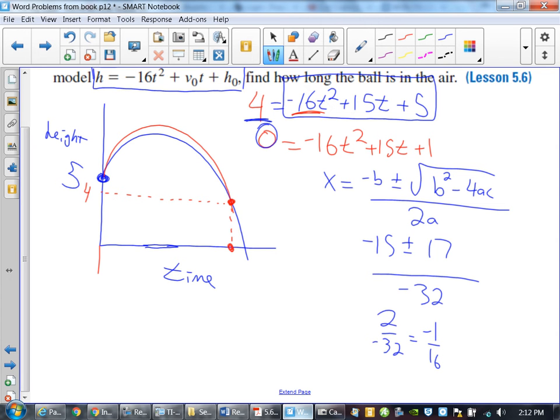Am I looking at negative time? I don't have a DeLorean, it's not going to work. So now I do the other version. What's negative 15 minus 17? Negative 32. And what's negative 32 divided by negative 32? 1. So it's 1 second.